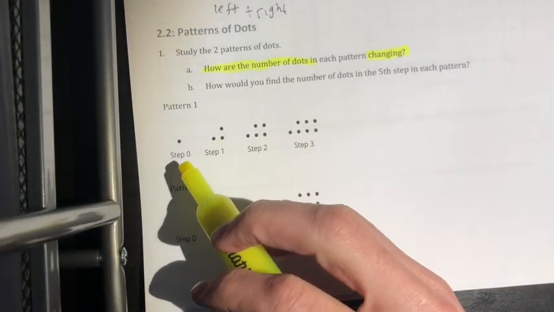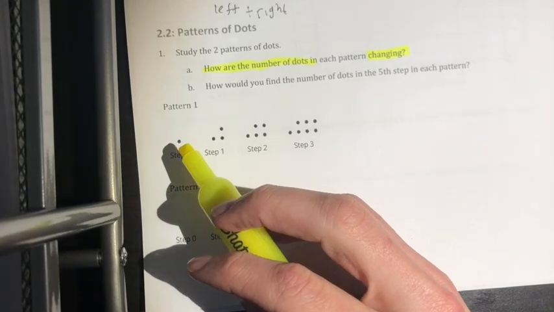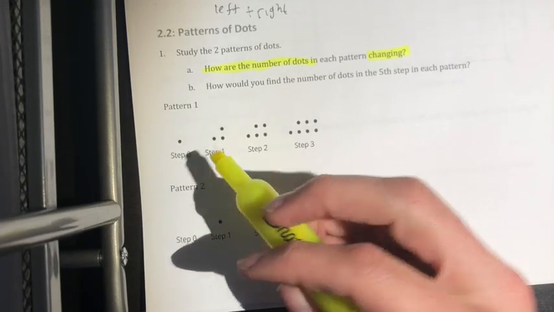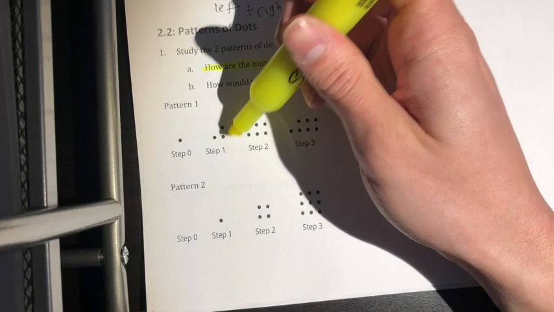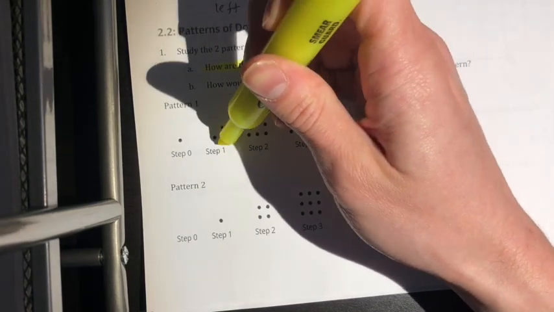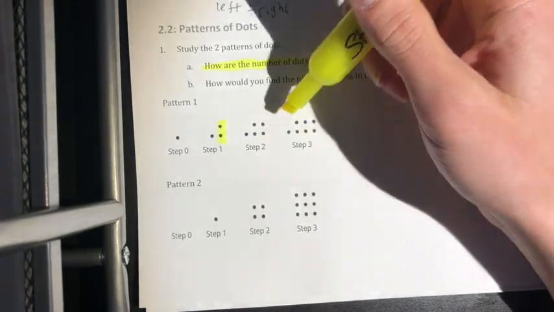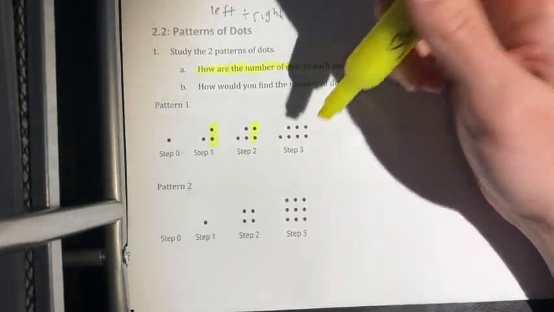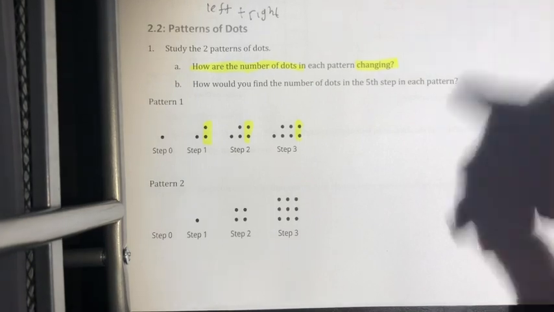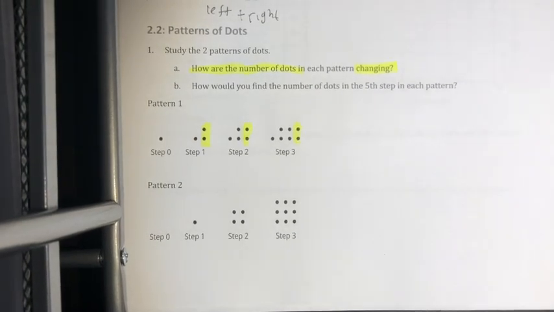For pattern 1, step 0 looks like just 1 dot. So what I'm seeing in step 1 is that it added a column of 2 to the right. And then step 2 again, it's adding another column of 2. And another column of 2 is being added every time. But you might have seen it differently from me.